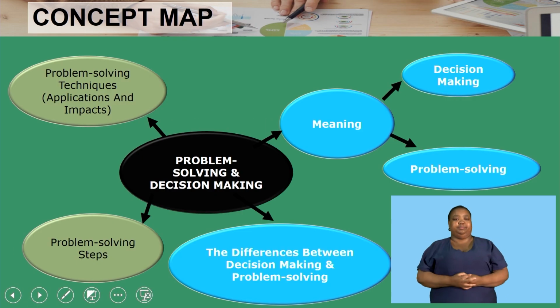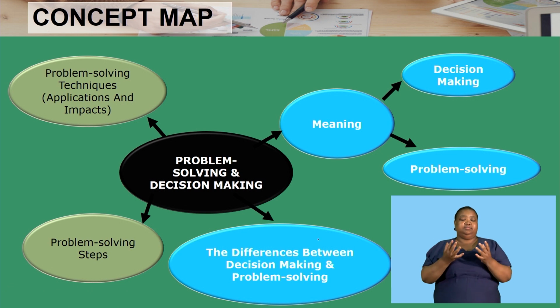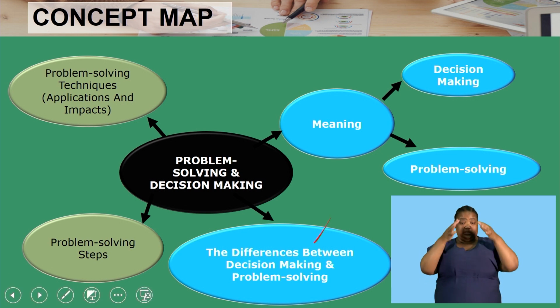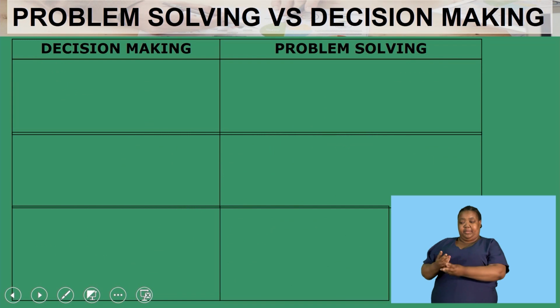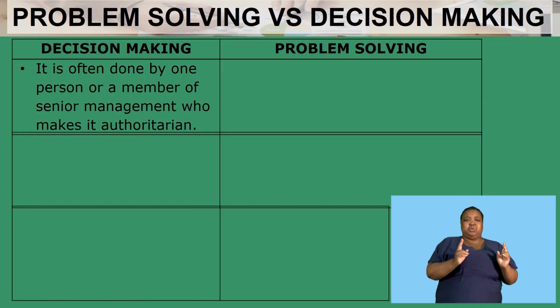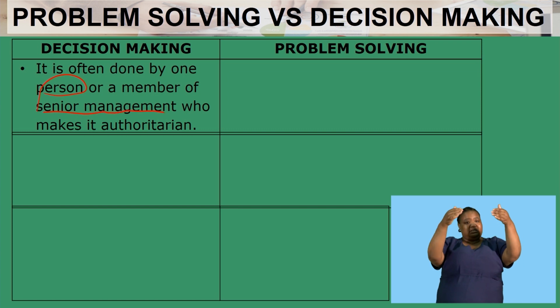All right, we're moving right along. We've defined, now we're going to go to the differences between decision making and problem solving. What is the difference between the two? I'm sure you heard we're talking about choices and solutions. So here it says with decision making, it is often done by a person, but not just any person, but that person should be a member of senior management who makes it authoritarian. So this is done by a person who is a senior manager.